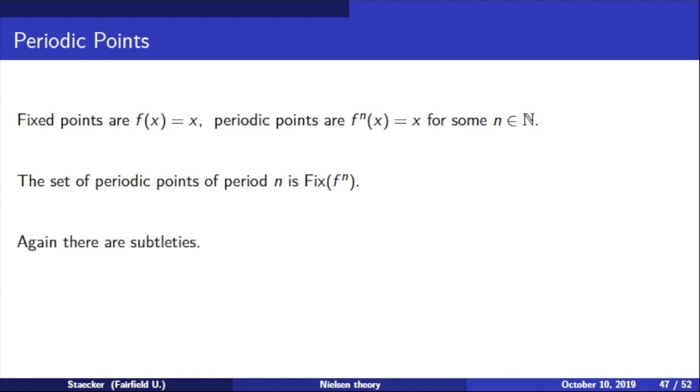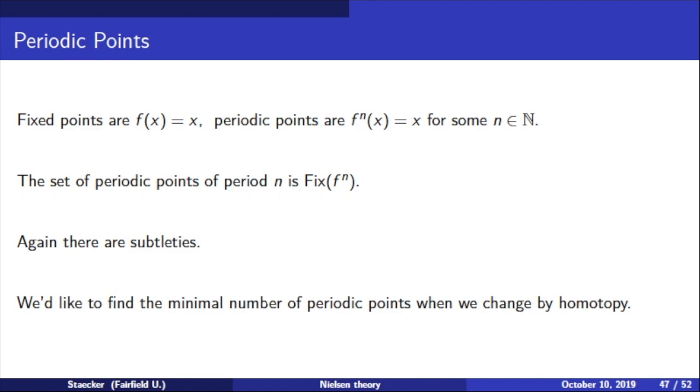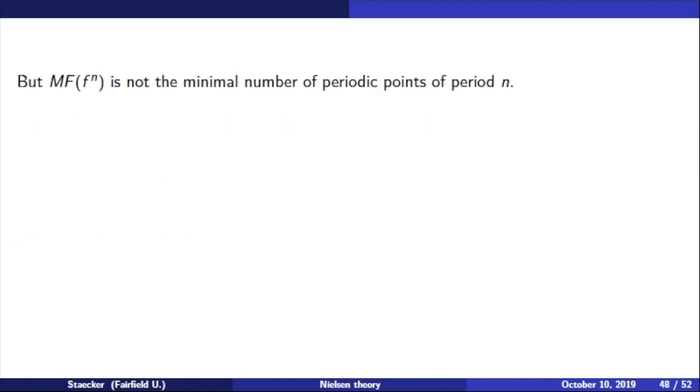Again, there are subtleties. A Nielsen theory for this setting would be to try to figure out the minimum number of periodic points when we change the map by a homotopy. Here's a subtlety. The minimum number of fixed points of f to the n is not the minimum number of periodic points. This is a little strange. That's because this means you start with f to the n and you change f to the n by a homotopy. That's different from starting with f and changing f by a homotopy and then doing the iterations of that.